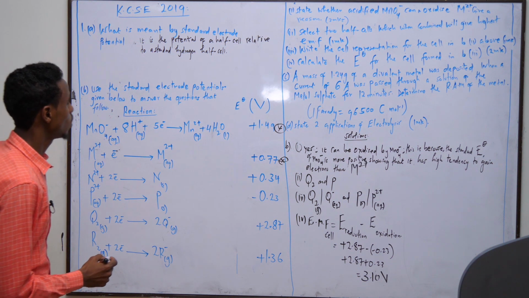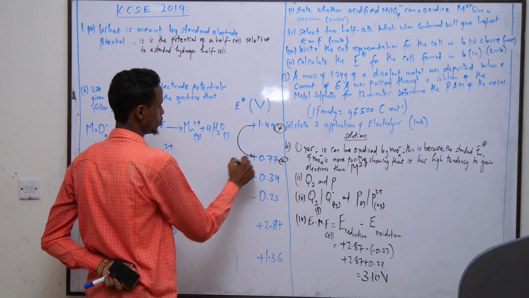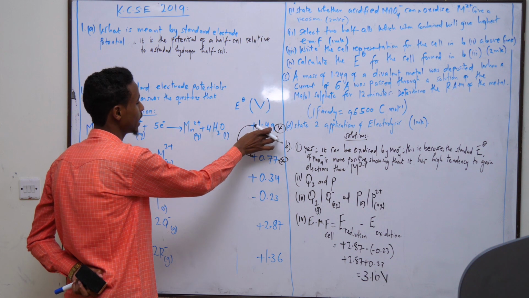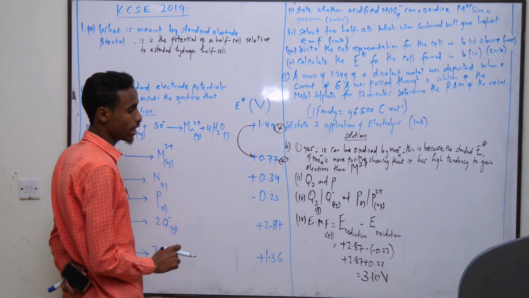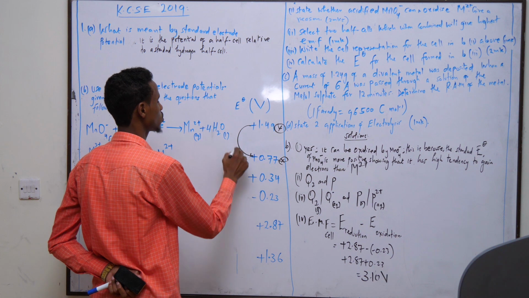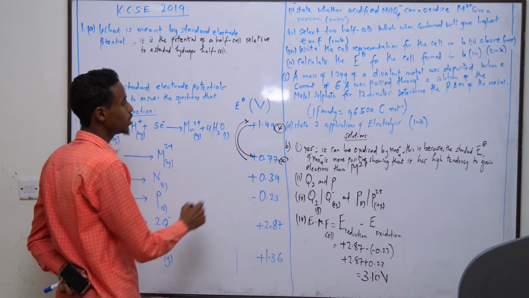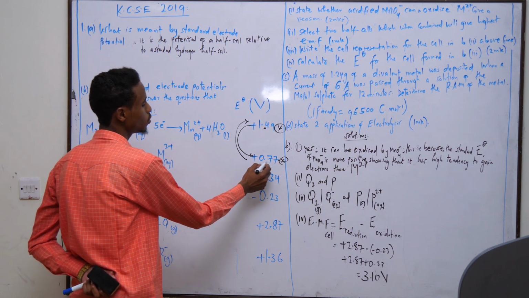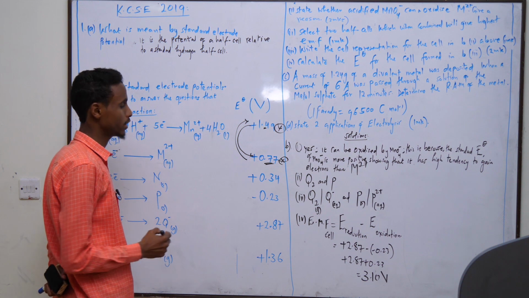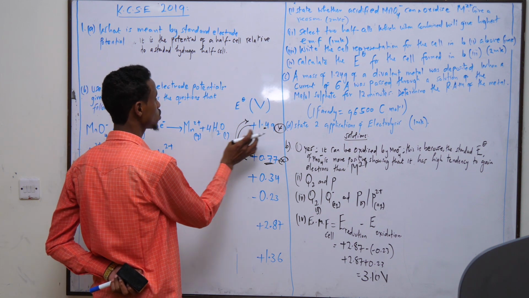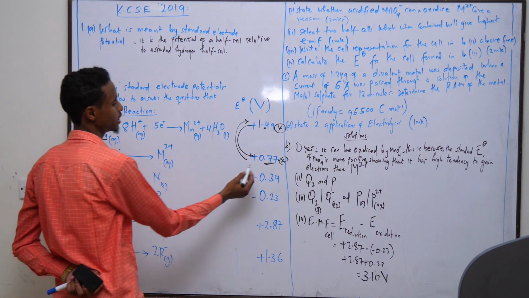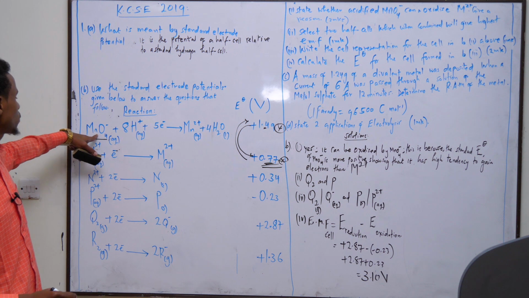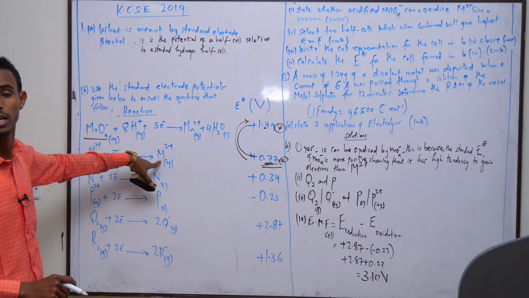Why? Because when you compare these two, this one has a higher tendency of gaining electrons as compared to this. Therefore, when this one loses electrons, this one is going to gain. The one gaining electrons undergoes reduction, while this one undergoes oxidation. And therefore, manganese(IV) oxide can oxidize the manganese ion.